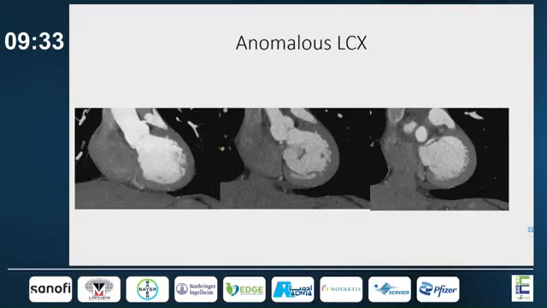This is another case, of anomalous origin of the coronary artery. This is the circumflex artery arising from the contralateral sinus, from the right coronary sinus. Then it passes inferior and behind the aorta in a retroaortic course to reach the AV groove. This is usually a benign course, and 99% of the LCX anomalies run the retroaortic course.